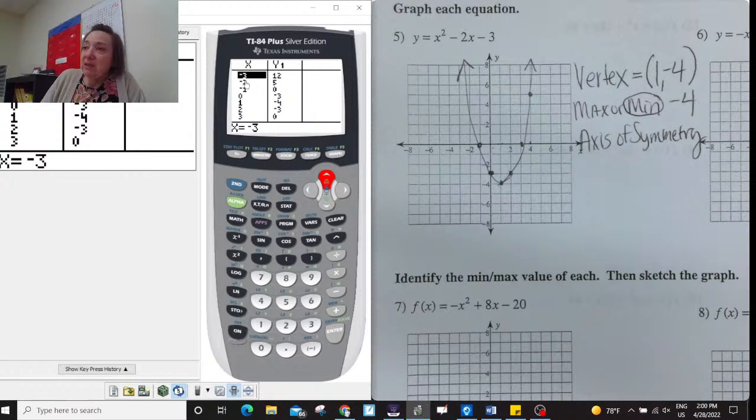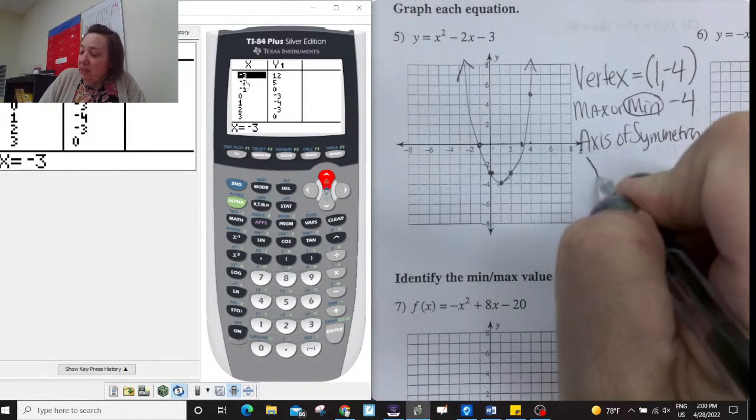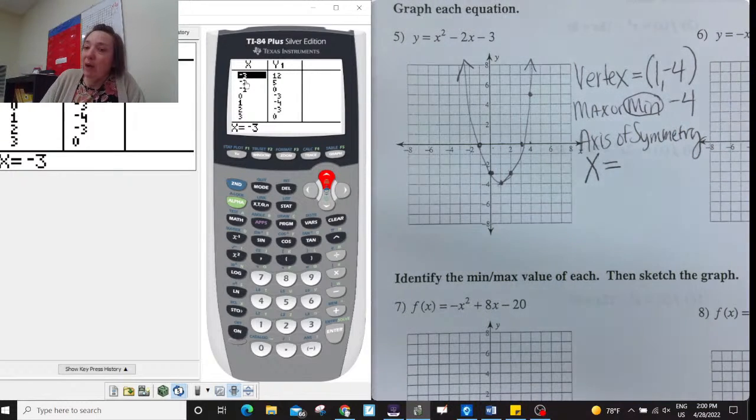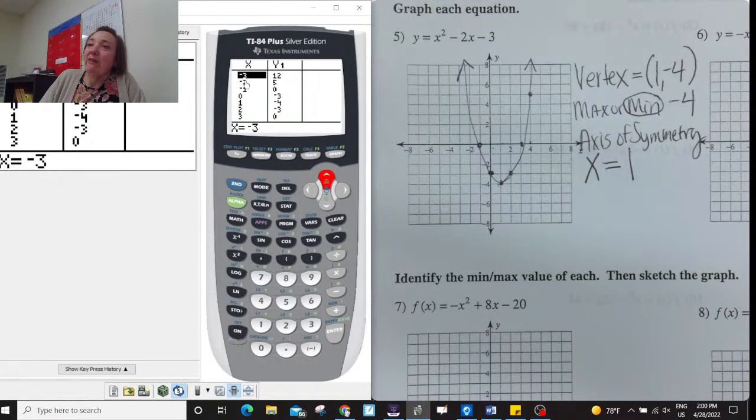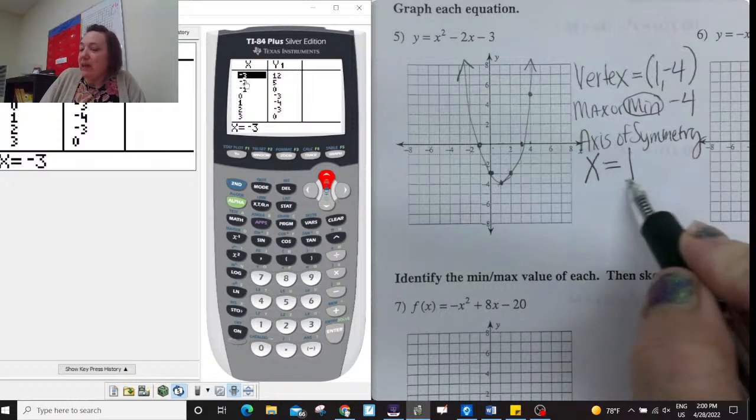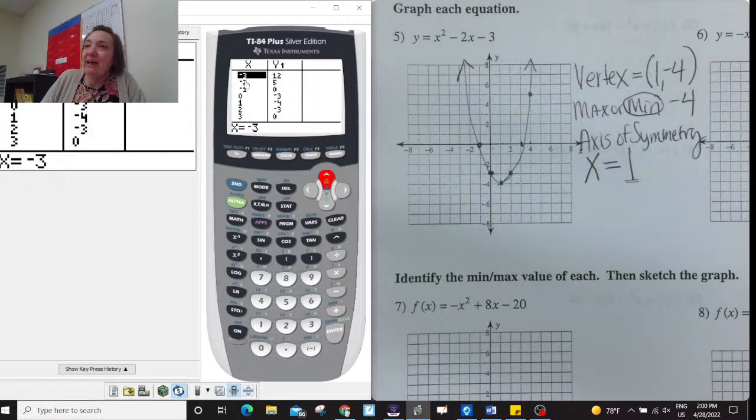And then we'll do our axis of symmetry. So our axis of symmetry is when we do x equals whatever our x value is on our vertex. So x equals what? 1. X equals 1. I think I said our y value. I meant our x value. It should have been the x value the whole time. Okay. That's it. That's the whole thing.